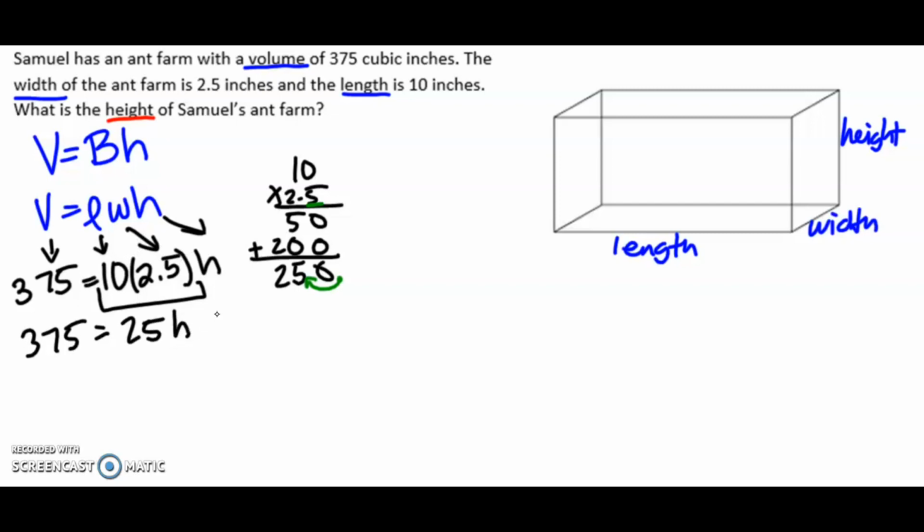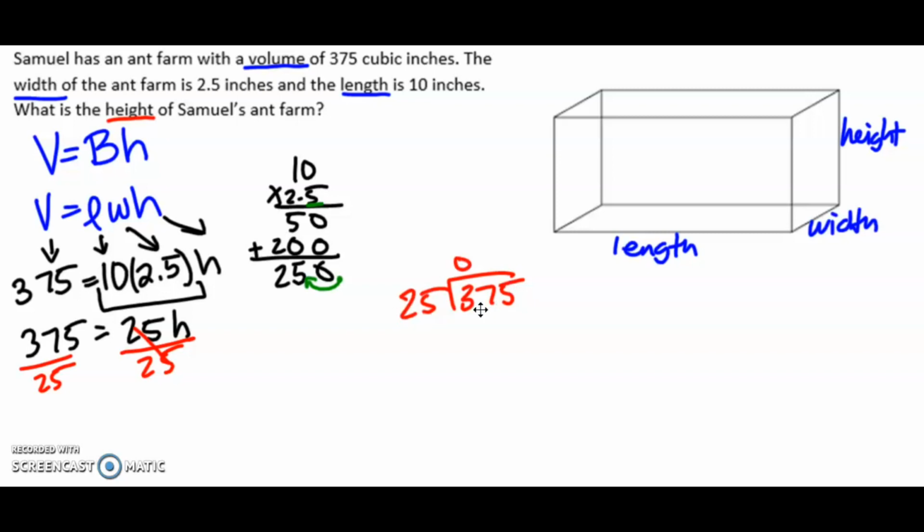If you remember back to our lessons on equations, this is just like an equation problem. The goal is to get h by itself. So I'm going to go ahead and divide both sides by 25. When I divide both sides by 25, 25 divided by 25 cancels out. And then I got to go ahead and do 375 divided by 25. So remember 25 on the outside, 375 on the inside.